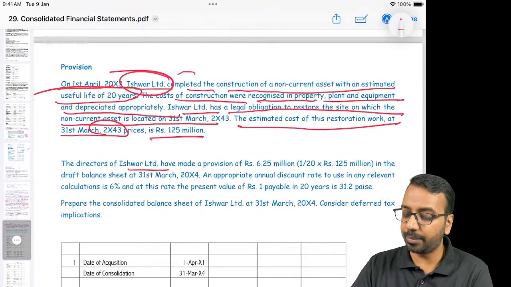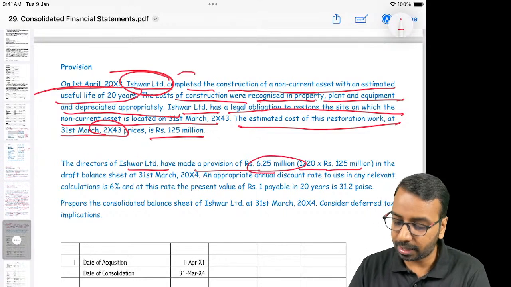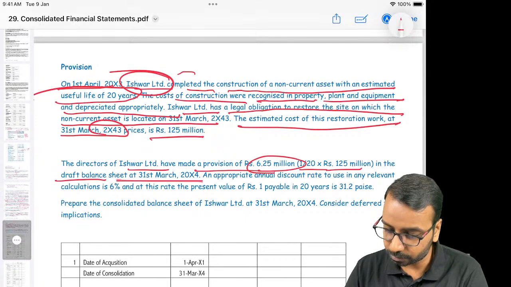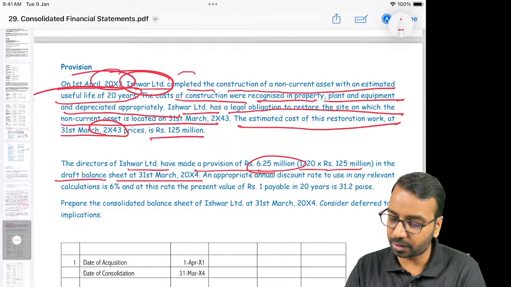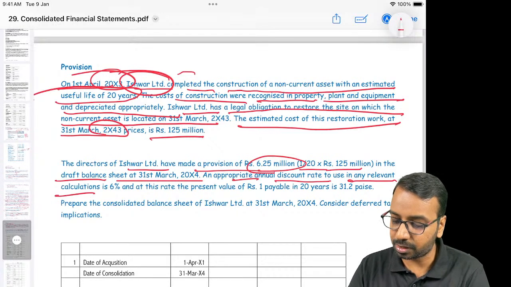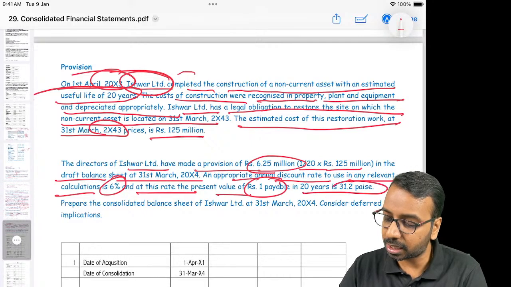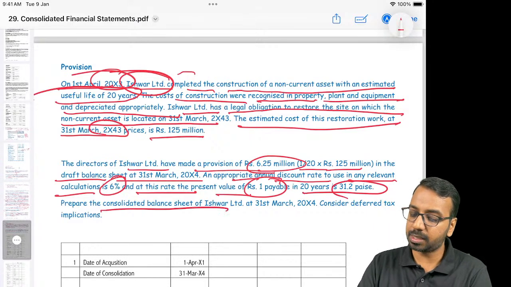Directors of Ishwar Limited have made a provision of 6.25 million, 1/20 into 125 million in the draft balance sheet on 31st March. So this happened on 1st of April of year 3. An appropriate annual discount rate to use in any relevant calculation is 6%, and at this rate the present value of ₹1 payable is 31.2 paise. Prepare this consolidated balance sheet.